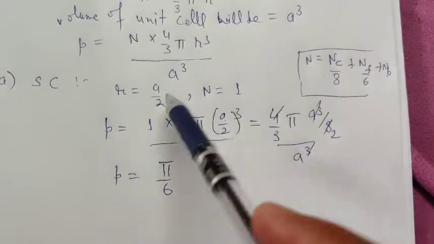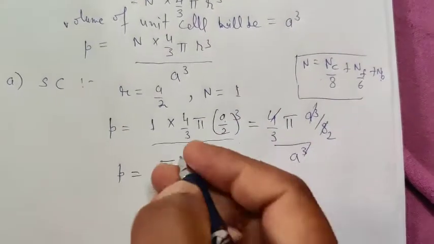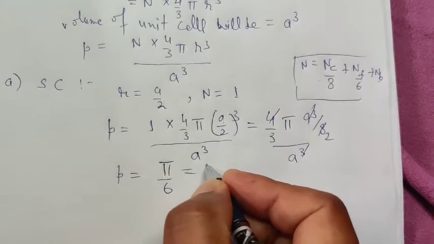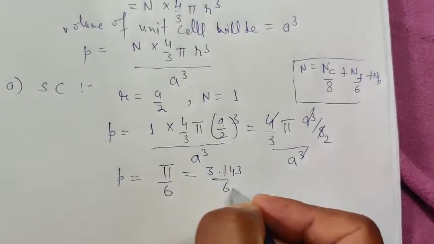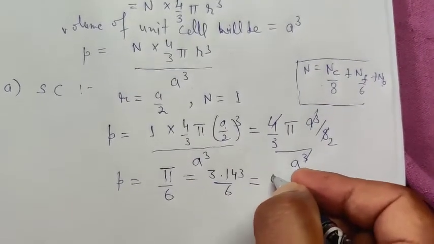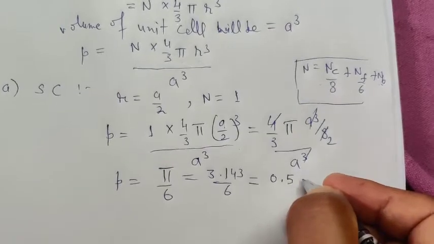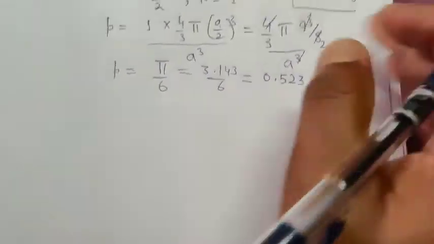If you put this value into this formula and calculate, we get π/6. If you put the value of π, that is 3.143, divided by 6, the packing fraction will be 0.523. This is the packing fraction.